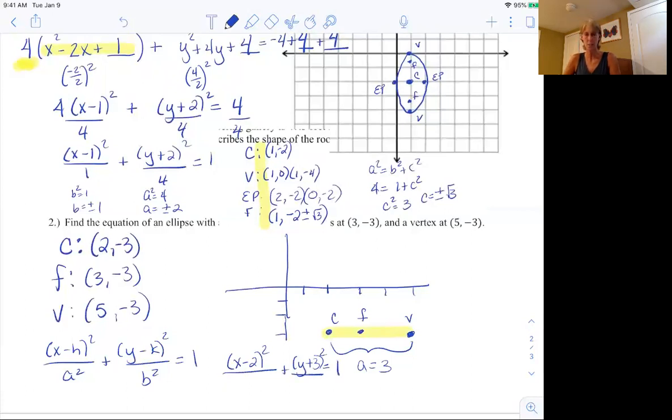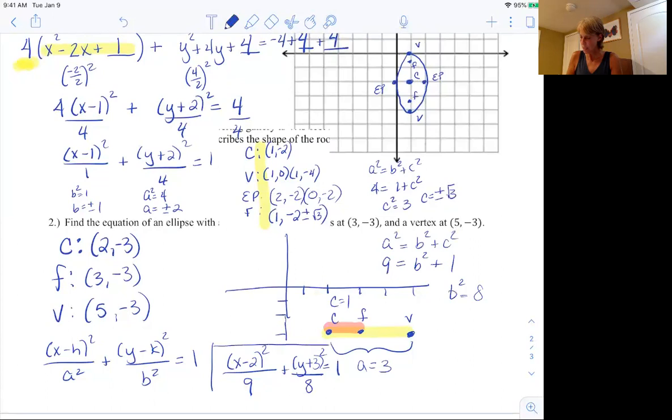And now I'm just going to find the missing components. So if a is 3, a squared is 9. c is the distance from the center to the focus. So I'm moving 1 unit. And remember, a squared equals b squared plus c squared. And this is what we're going to use to fill in that last spot under the y. a squared is 9 equals b squared plus 1. So b squared is 8. And we're going to pop that guy right underneath.